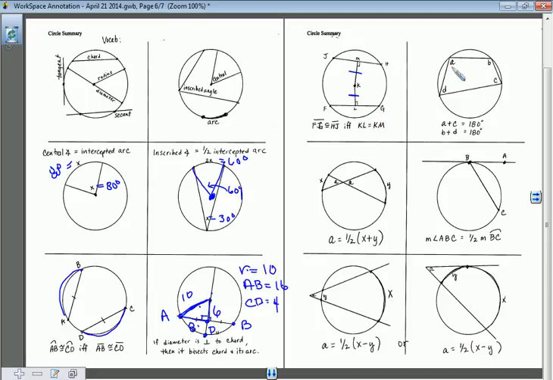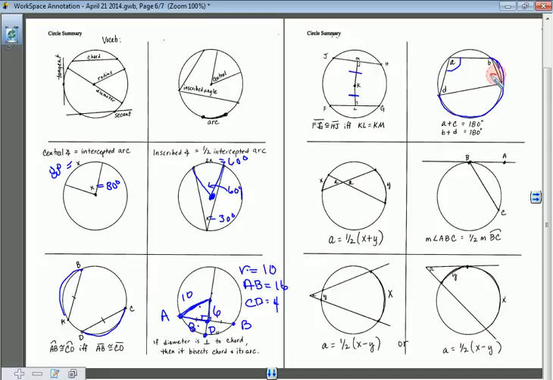All right, on this one, let's see. This says angle A plus angle C equals 180. Well, angle A is this angle right here, isn't it? And it intercepts this arc, doesn't it? Y'all see that? Yes.